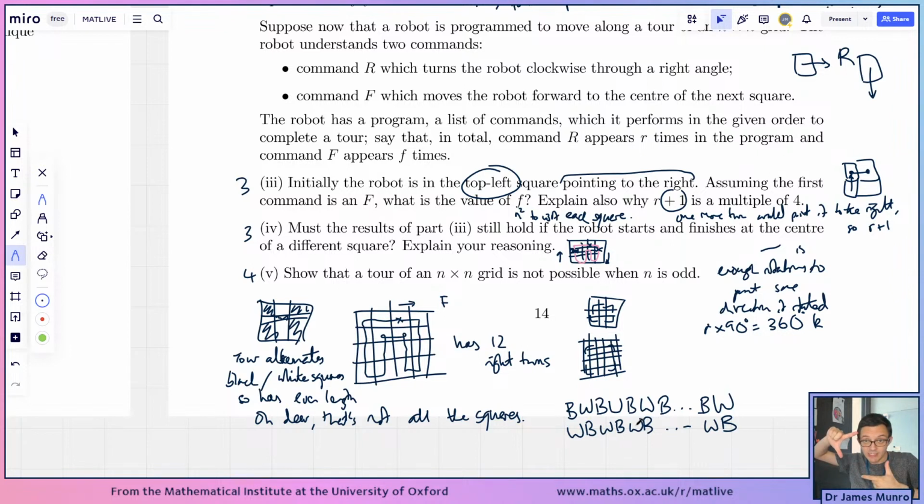Your n by n grid, the total is odd if n is odd. It was even if n is even, so that was fine. But if n is odd, then the total number of squares is odd. So, can't alternate and visit an odd number of squares total.